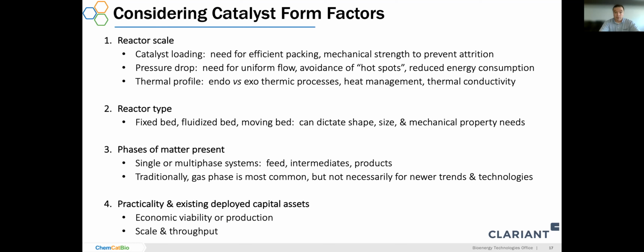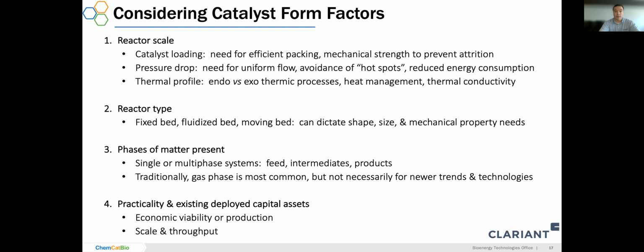How is that reactor loaded? How efficiently do we need to pack those catalysts in there? That will very strongly affect the pressure drop that is experienced from the top to the bottom of that catalyst bed. Mechanical strength is a very important attribute for these catalysts. We can't load in full particle catalysts and have them fall apart into powder very quickly. That causes problems with pressure drop and performance issues.